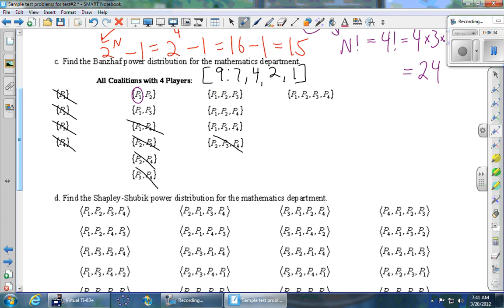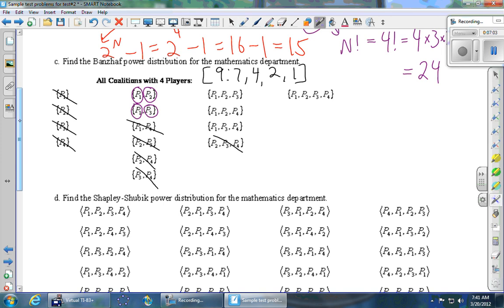You can play the same game with the rest of these. So go ahead and pause the video here. I'm going to just do this column real quick, but pause the video if you want to try it on your own. And I think what we'll see is that every one of these players in this column is critical. So I'm going to circle them all. And now we'll go to the next column, and I'll do the first one in a little bit more detail, and then we'll zip through the rest of them.